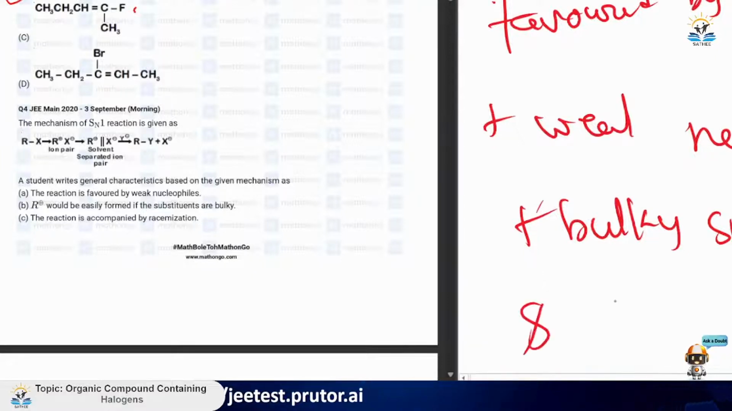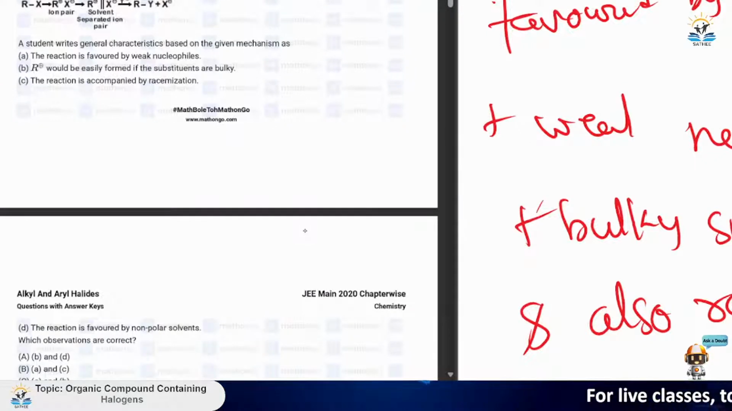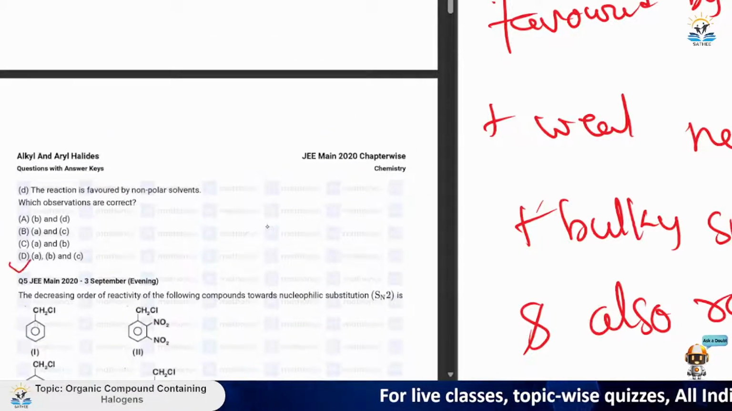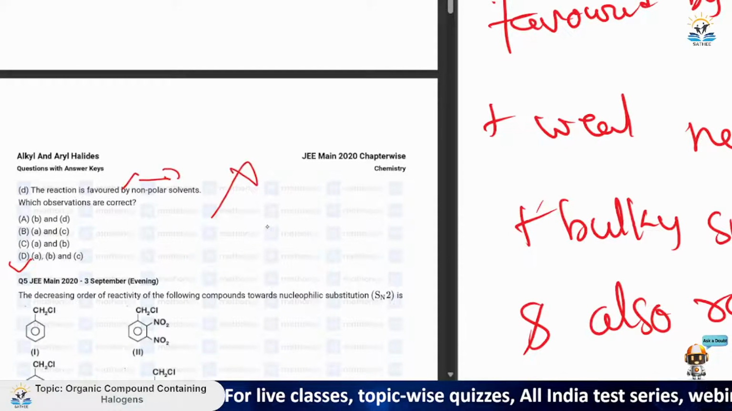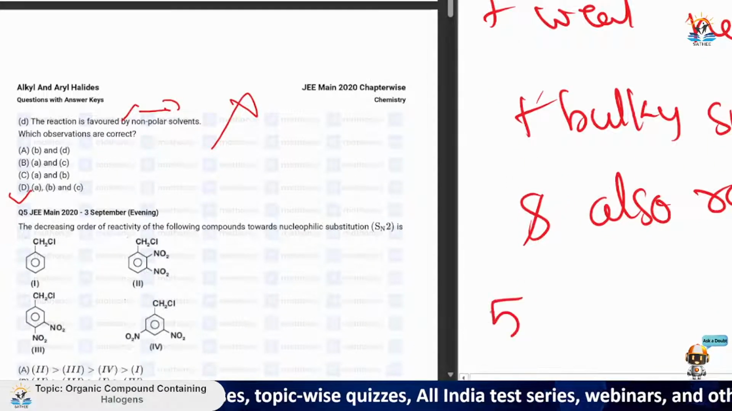Also a racemic mixture forms; that is stereochemistry, and you have heard about this term in optical isomerism. So which one is that? This one is correct, this one is also correct, and this one is also correct. So A, B, and C are the correct statements. D, which says the reaction is favored by non-polar solvents, is wrong. All three are true. Now let's see question number 5.